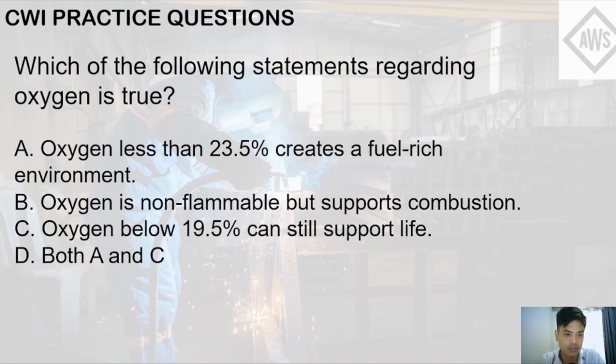The last choice is basically an option that lets you choose between two answers. So let's explain each. Letter A, oxygen less than 23.5% creates a fuel-rich environment. Actually, if it is above 23.5%, it will create a fuel-rich environment.